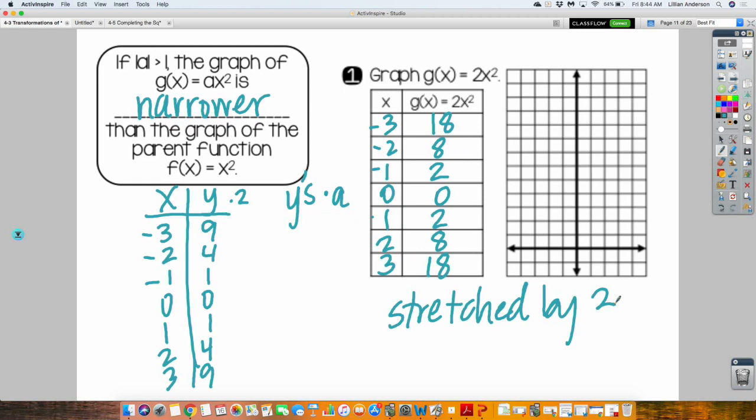So go ahead and plot these points on your graph. Yeah, it's not going to be 18, so you're only going to be able to go up to the 8.